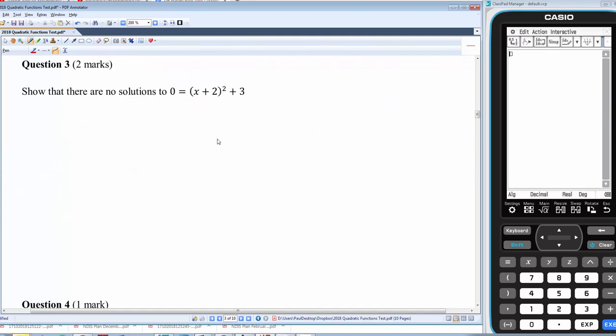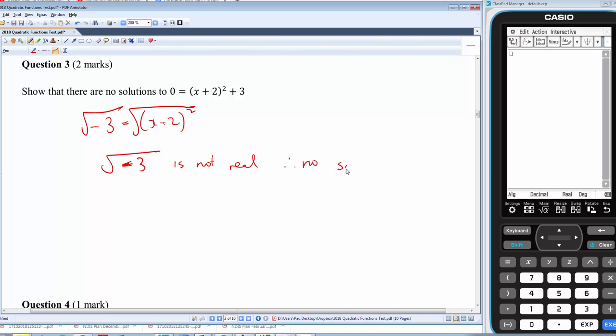Okay, show that there are no solutions to this. There were a number of ways to do it. Some of you guys chose to subtract 3 from both sides. And then note that to solve for x you had to square root both sides, and you can't square root this. So we would say something like this: the square root of negative 3 is not real, therefore no solutions.